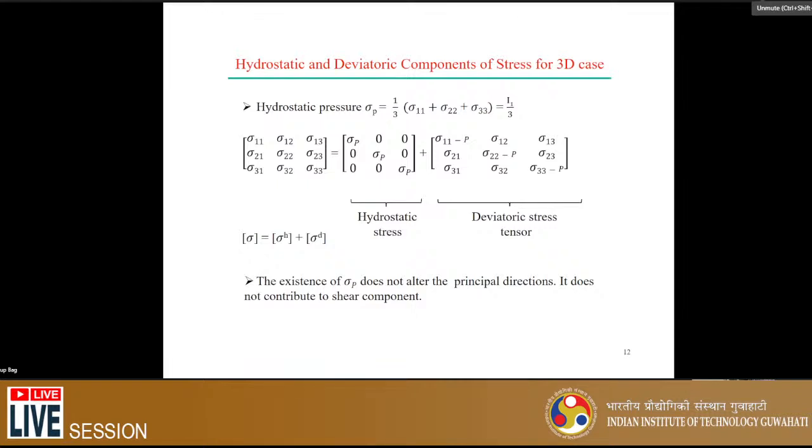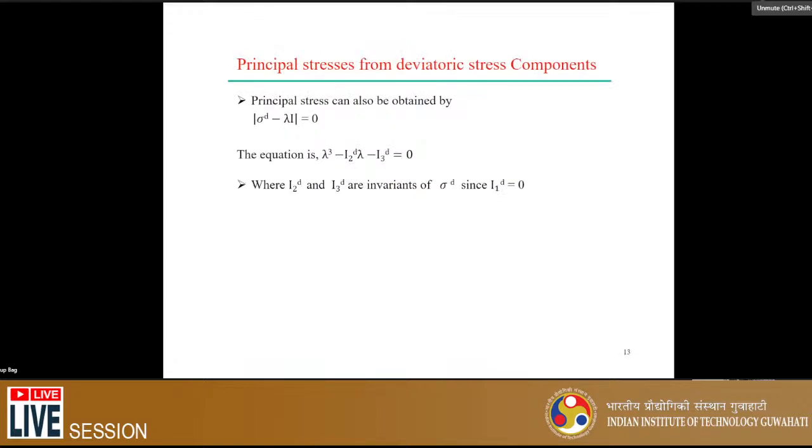For example, let us look into this. Try to find out the principal stress value. That can also be considered by looking only at the deviatoric stress component. Therefore, sigma d minus lambda I equals 0. This is the characteristic equation, and from it we get a cubic equation of the form lambda cubed minus I2d lambda minus I3d. Here I2d is the stress invariant corresponding to the deviatoric component. The first stress invariant of the deviatoric component, I1d, is actually equal to 0.